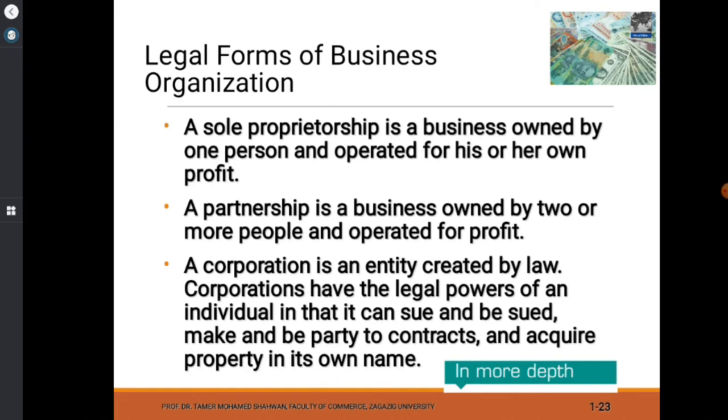Another type of business form is a partnership. Partnership is a business owned by two or more people and operated for profits. The generally common form is the corporation. Corporation is a certain type of entity. This entity is created by law, where a corporation has the legal powers of an individual in that it can sue and be sued, make and be party to contracts, and acquire property in its own name. It's an entity that has its own protection by law.